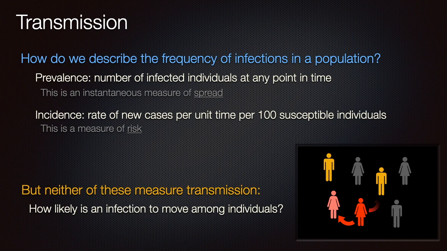So prevalence and incidence and secondary attack rate are useful in particular contexts to describe the frequency of infections, but none of these numbers measure actual transmission. That is, how likely an infection is to spread among different populations. This is a crucial number.